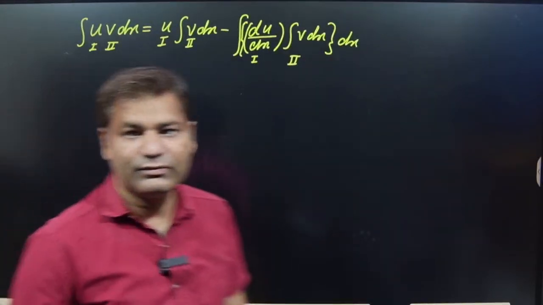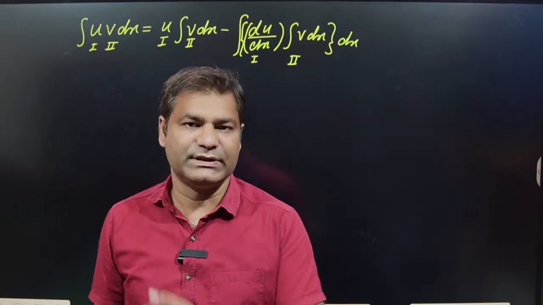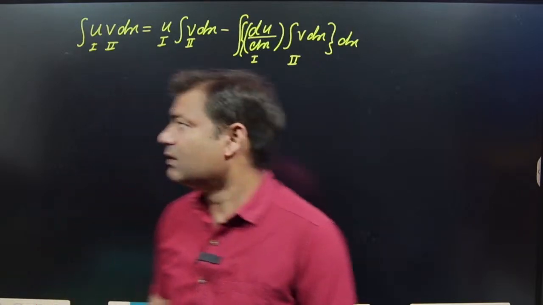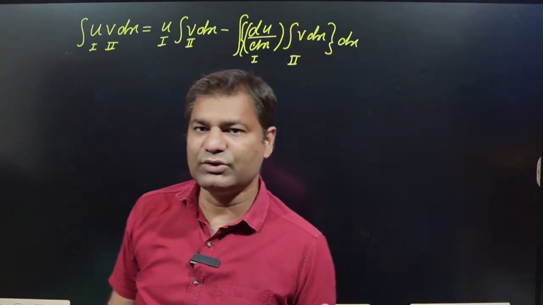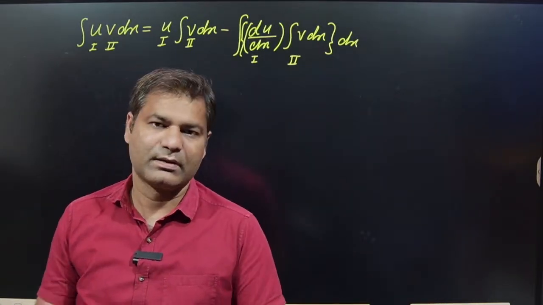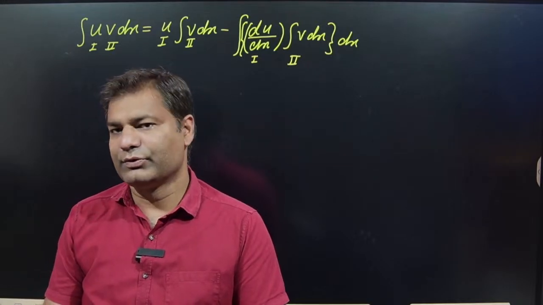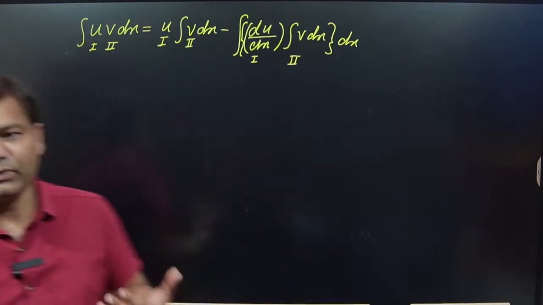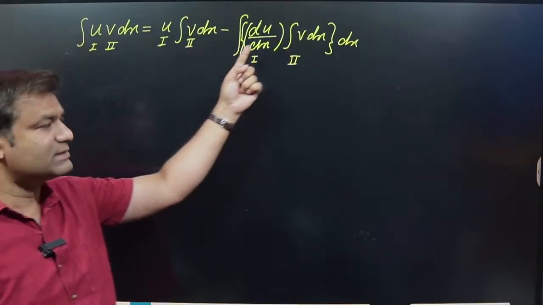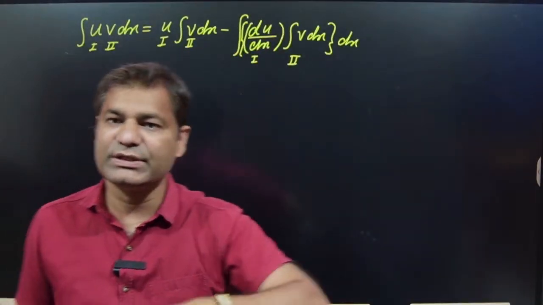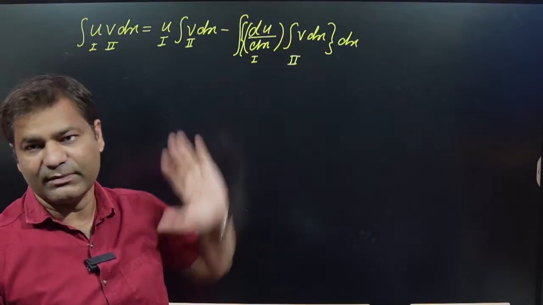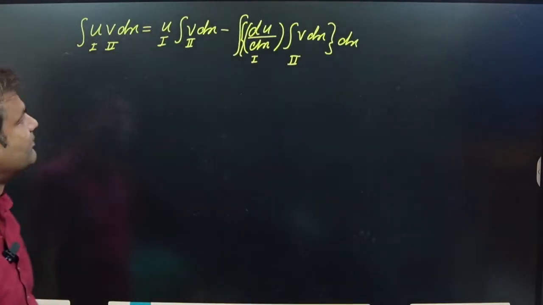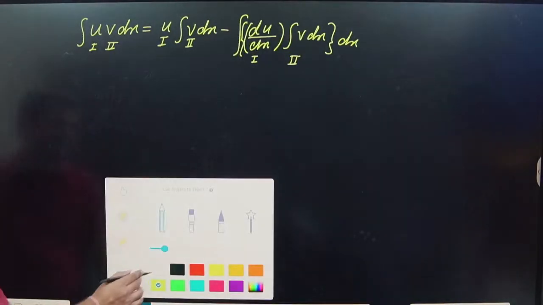Okay, if two functions are given f of x into g of x, then how can we integrate? Suppose that here u and v both are two functions. Okay, so first into second, how can we use this formula? Simply first into integration of second minus differentiation of first into integration of second, to whole integration. Okay, simple. Now look here, that formula applies here.